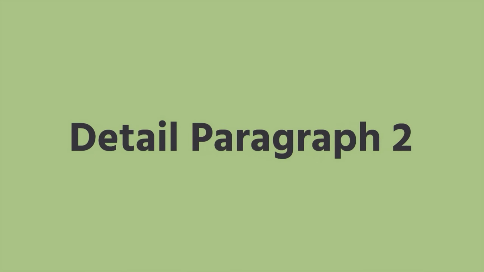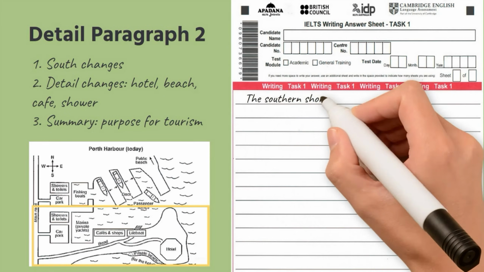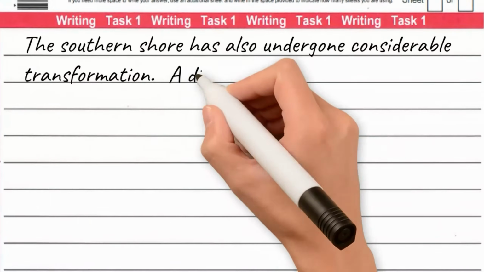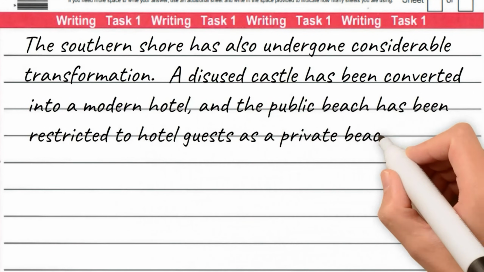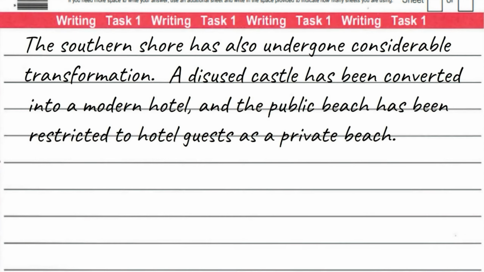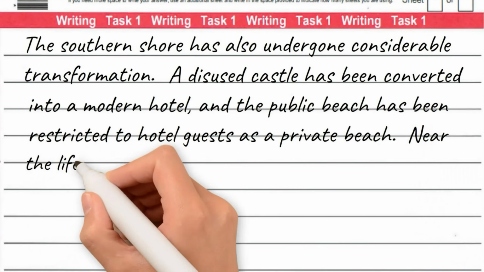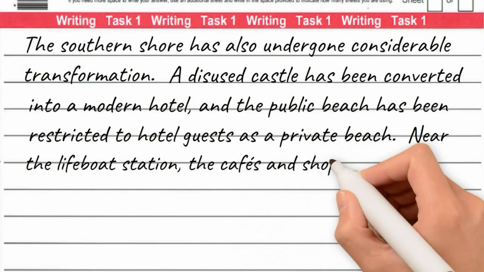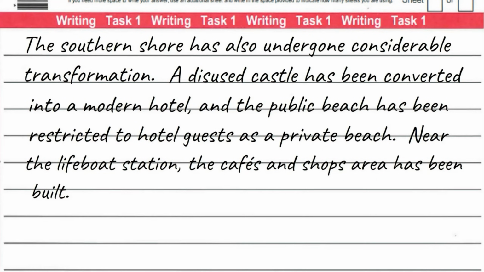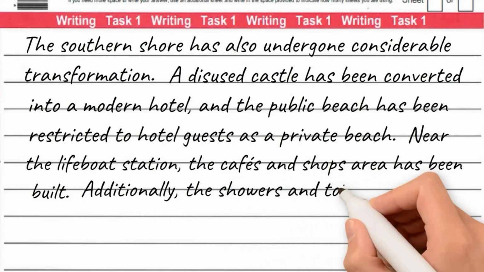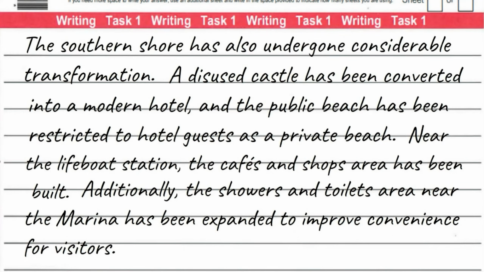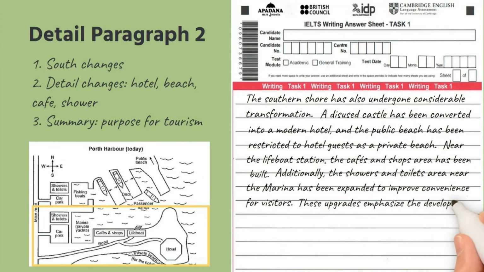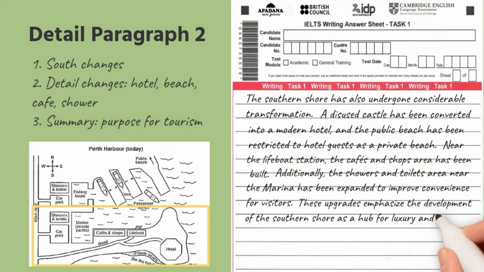Detail paragraph 2. The southern shore has also undergone considerable transformations. A disused castle has been converted into a modern hotel, and the public beach has been restricted to hotel guests with a private beach. Near the lifeboat station, a cafes and shops area has been built. Additionally, the shower and toilets area near the marina has been expanded to improve convenience for visitors. These upgrades emphasize the development of the southern shore as a hub for luxury and recreation.